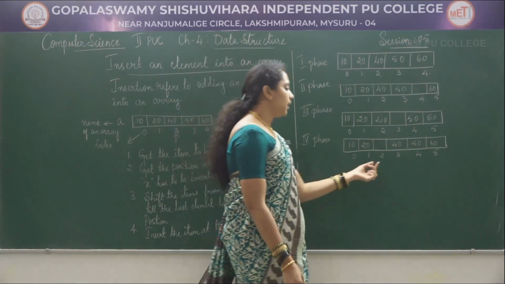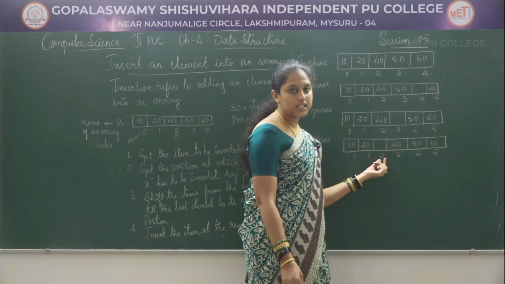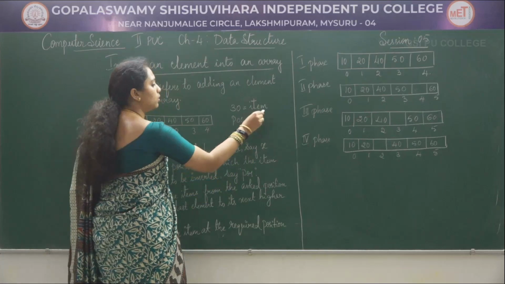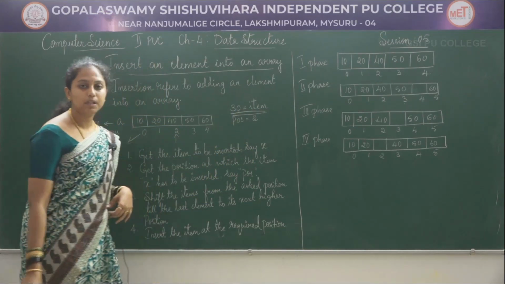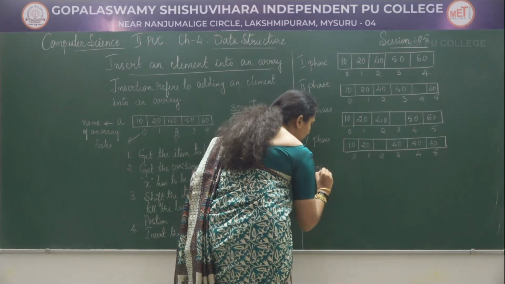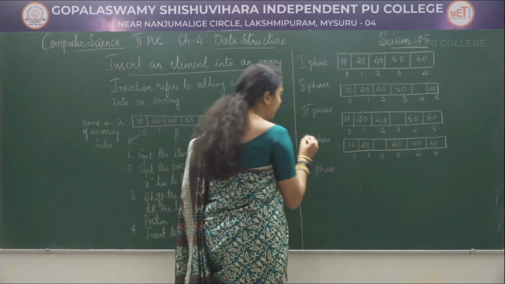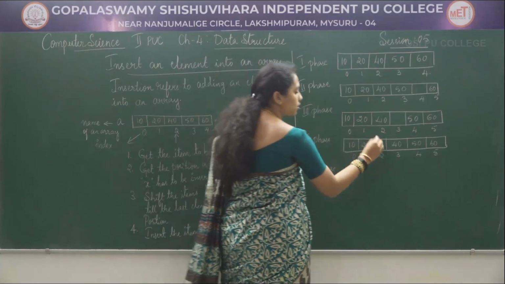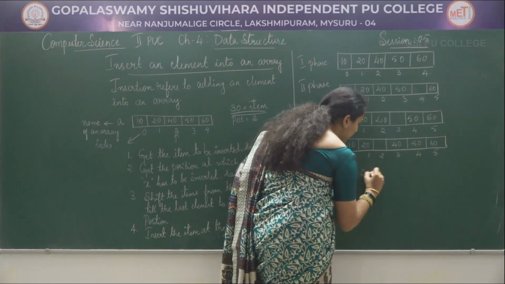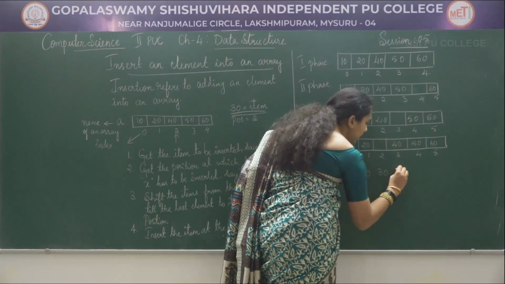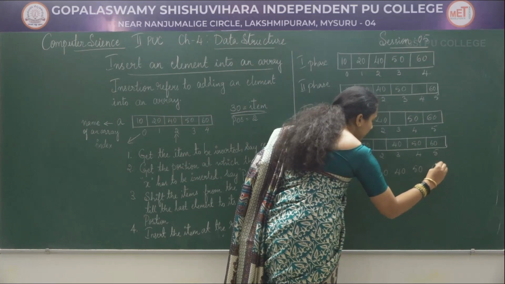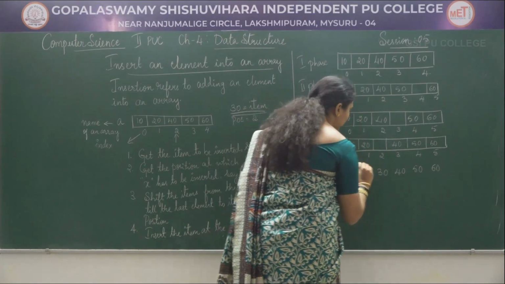So in this step position 2 is empty now. So in this place I want to insert an item 30. So in the next phase I am going to insert an item 30 at position 2. 10, 20, 30, 40, 50 and 60.